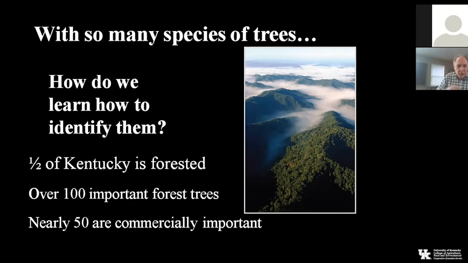There's 100 important forest trees that a forester needs to know to recognize different aspects of the forest itself. And there are nearly 50 commercially important trees. So understanding how to identify is very important for a forester.